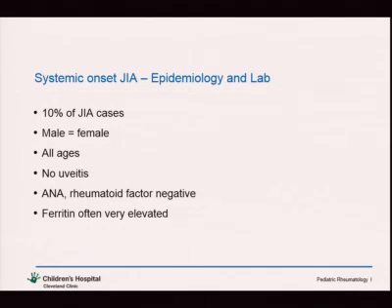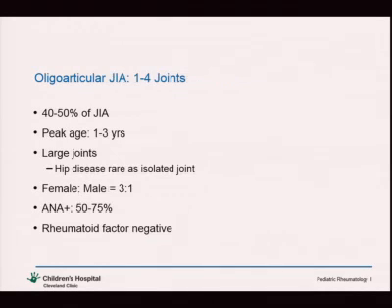It's about 10% of JIA cases. It's equal in the genders, whereas the more common forms, oligo and polyarticular JIA, are more common in females. Like the question said, no uveitis. It's not associated with a positive ANA or rheumatoid factor. The blood test ferritin can often be quite elevated. Ferritin can go up as an acute phase reactant, but in systemic JIA it tends to be quite high, often over 1,000 or a few thousand, even more if there's an association with what we call macrophage activation syndrome.